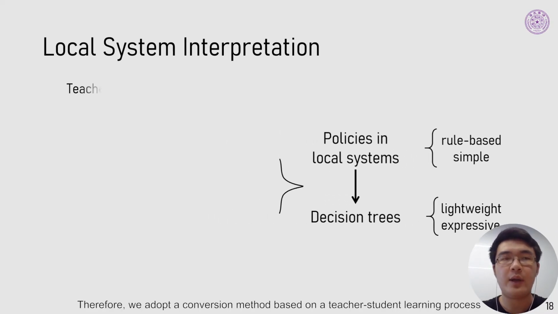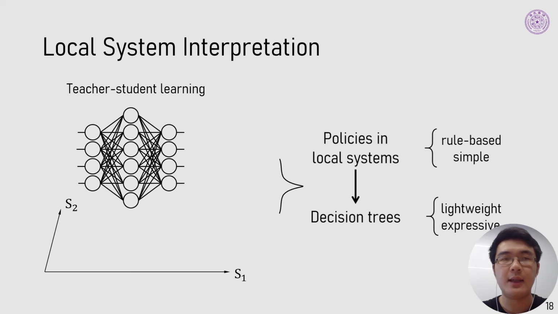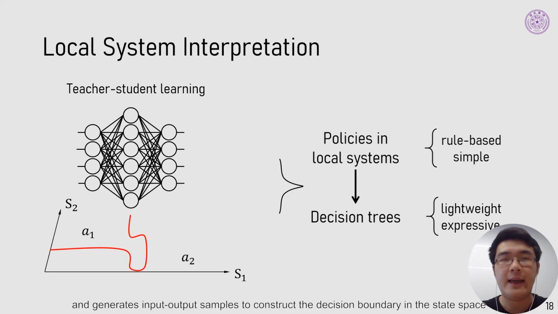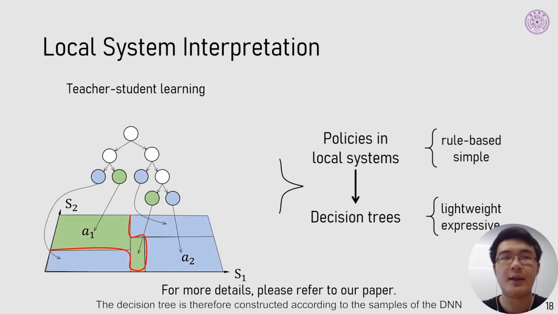Therefore, we adopt a conversion method based on a teacher-student learning process. Operators still need to train the DNN first. The high-level idea of the conversion is that the DNN acts as a teacher and generates input-output samples to construct the decision boundary in the state space. The decision tree is therefore constructed according to the samples of the DNN. And for more algorithm details, please refer to our paper.